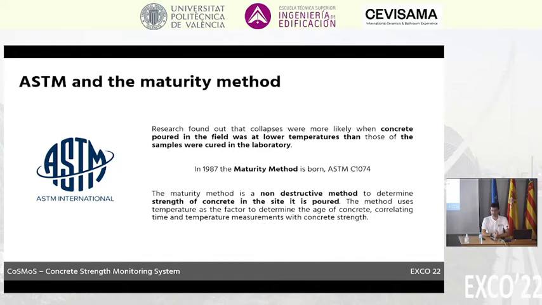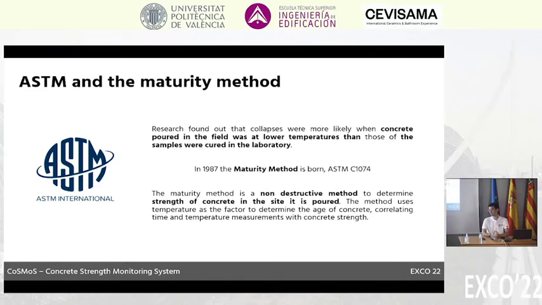So let's say that the temperatures in the site were lower than the ones in the laboratory, and the results from breaking the concrete samples in the laboratory were not realistic of what was happening in the real construction site. So they ended up with a situation where the structure couldn't support the load, and when they started charging it, it collapsed, failed, and there were fatalities. So that was the main reason to start digging into that topic.